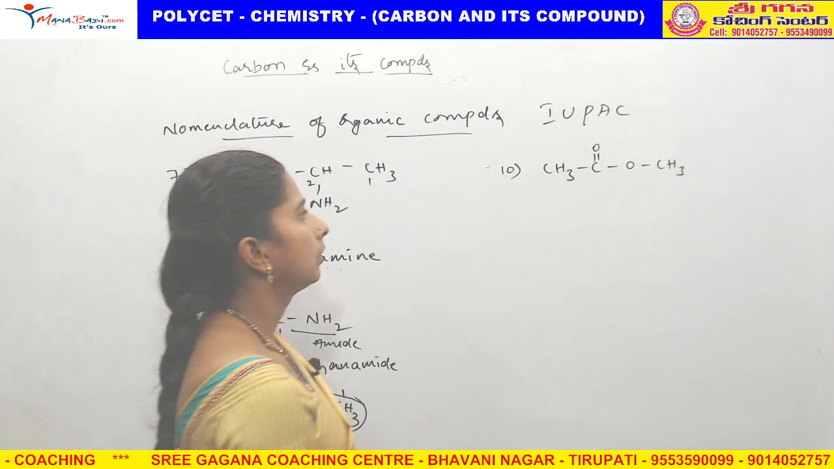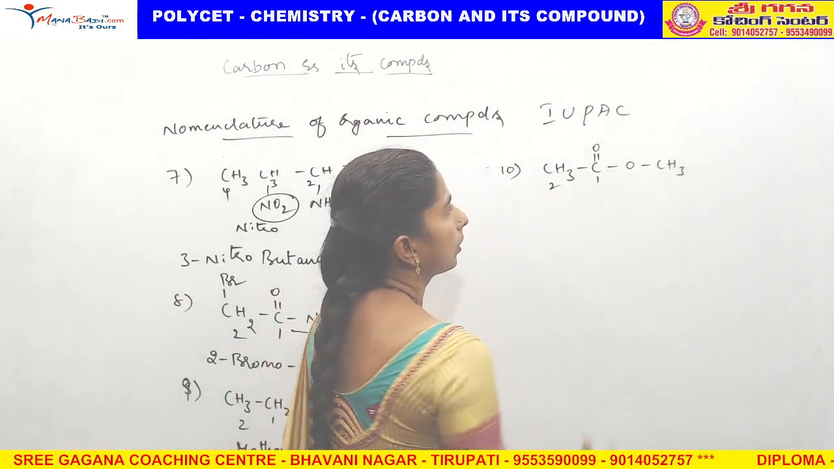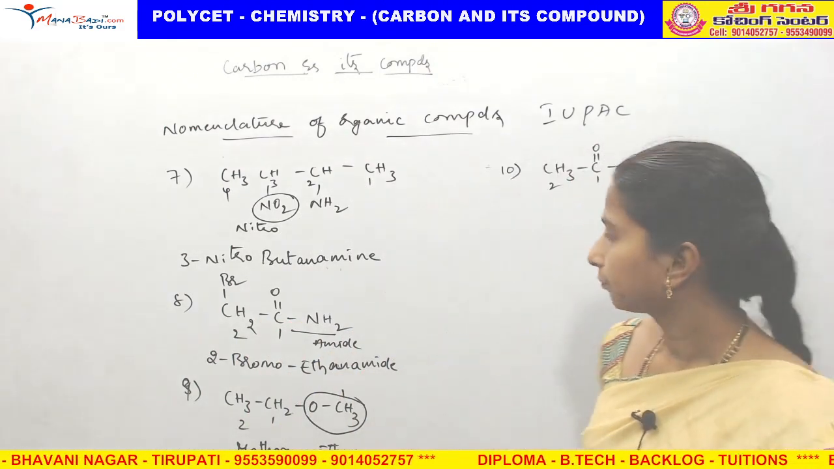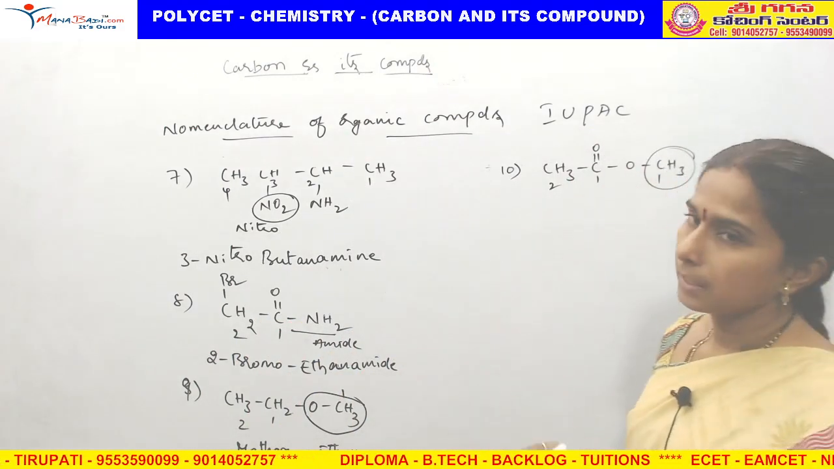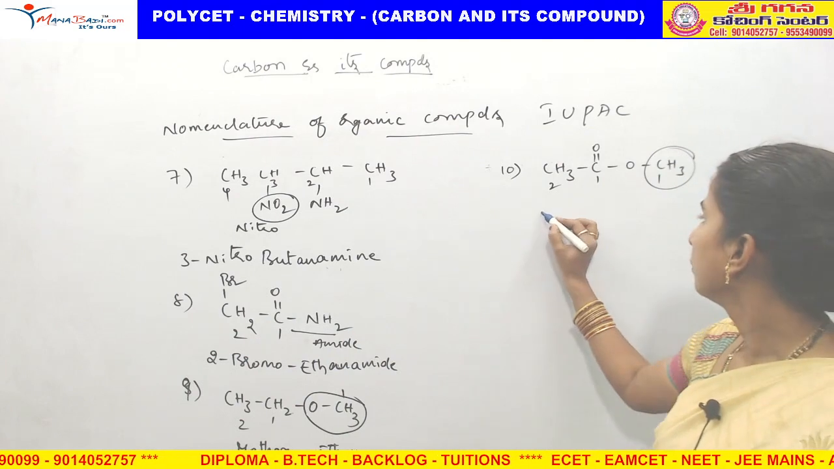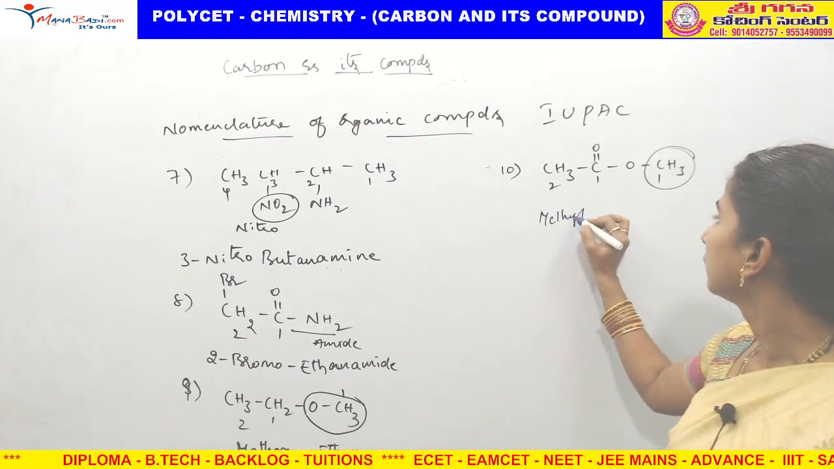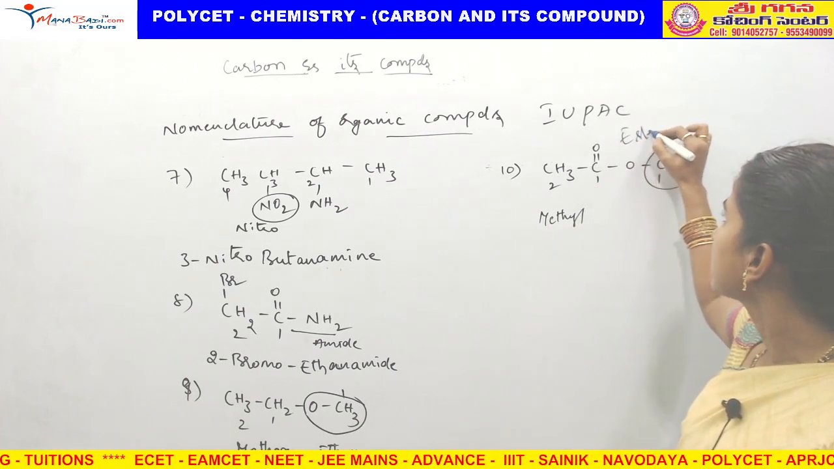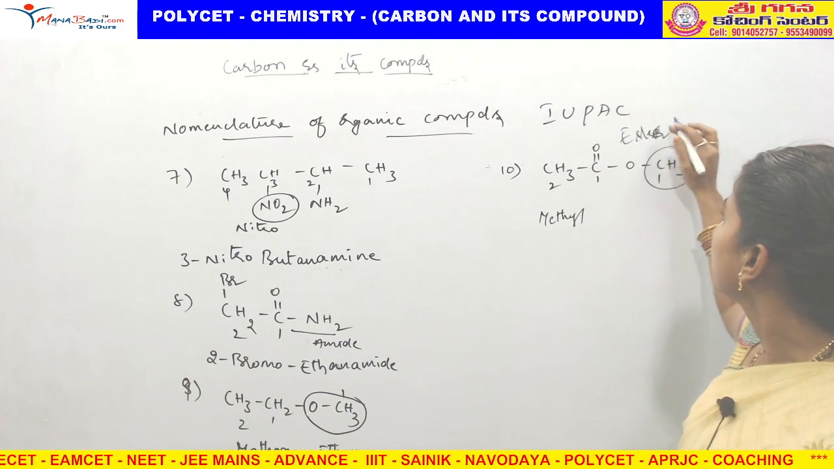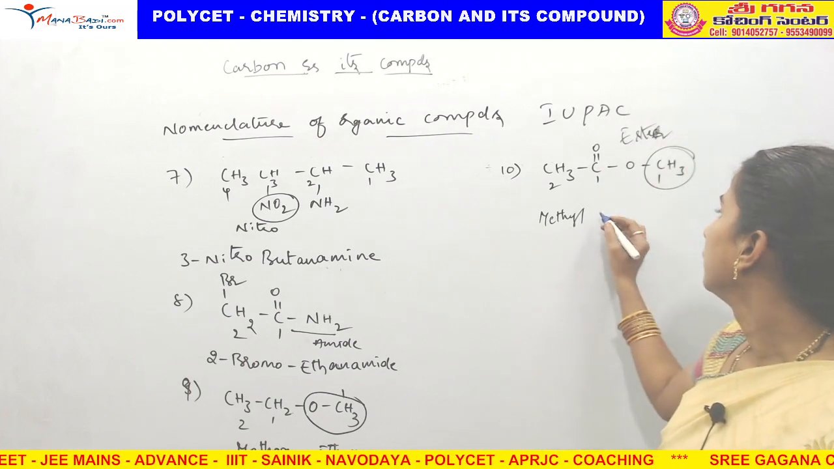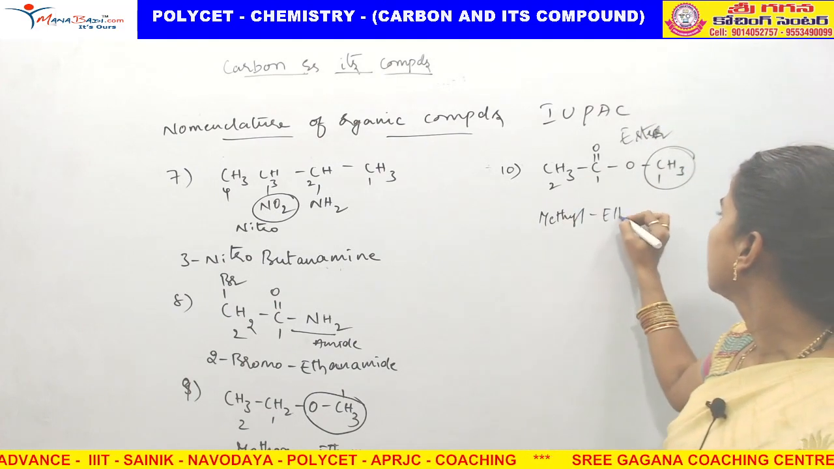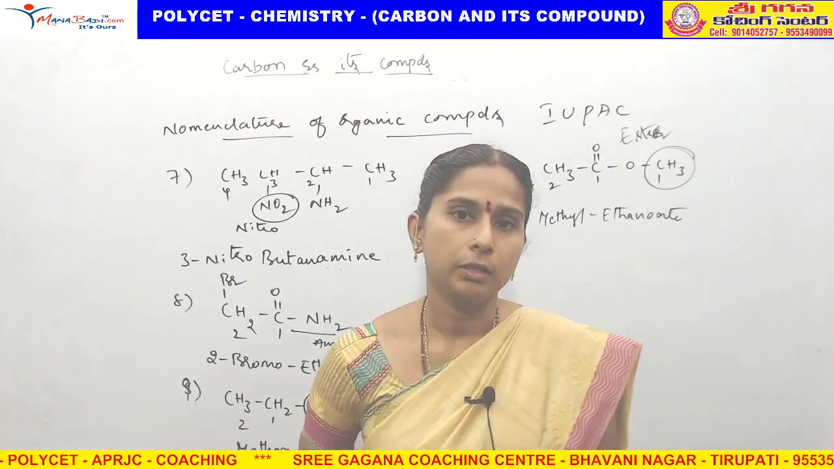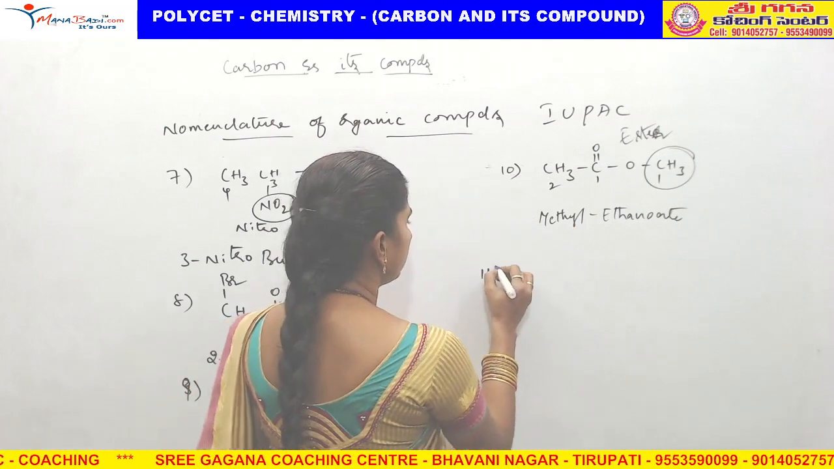Now come to here. Here 1, 2, more carbons. Here fewer carbons. The fewer carbons we need to write as a substituent. So methyl. I already gave this. What functional group is this? Ester functional group. Ester functional group. Oate has to come. Methyl, 2 carbons, ethanoate. Methyl ethanoate.